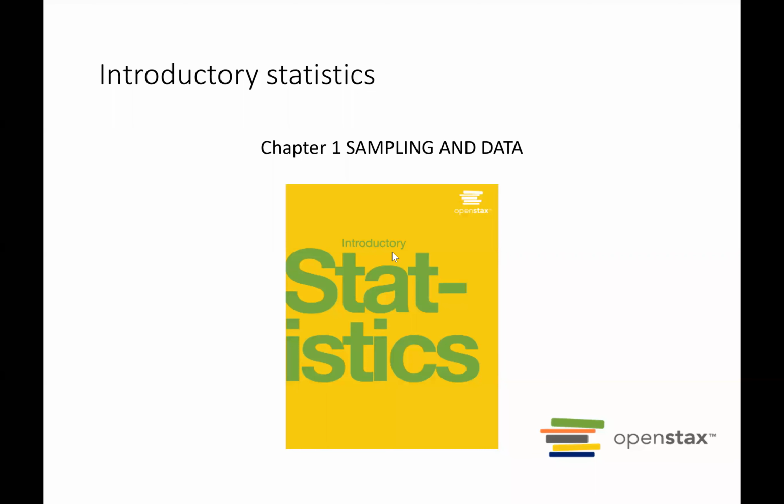And if you have the Kindle app, download the Kindle book to your PC or tablet. But this is what your book looks like. Now you can also go straight to OpenStax, openstax.org. And then there's a subject list. You pick math and you find the introductory statistics book. So you can open that way.